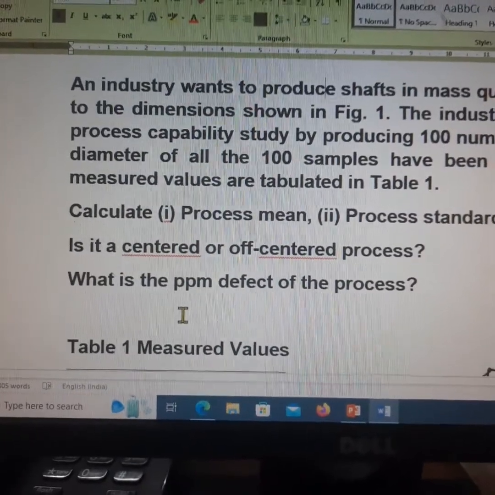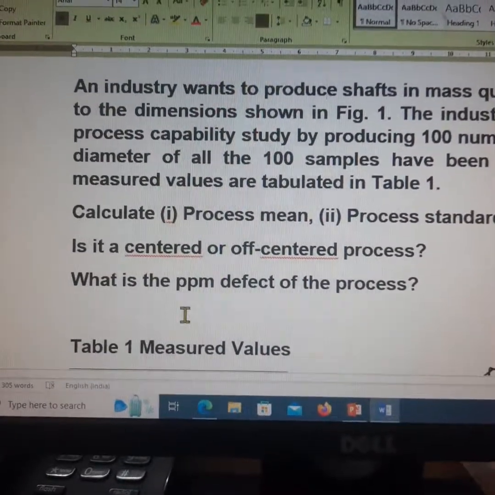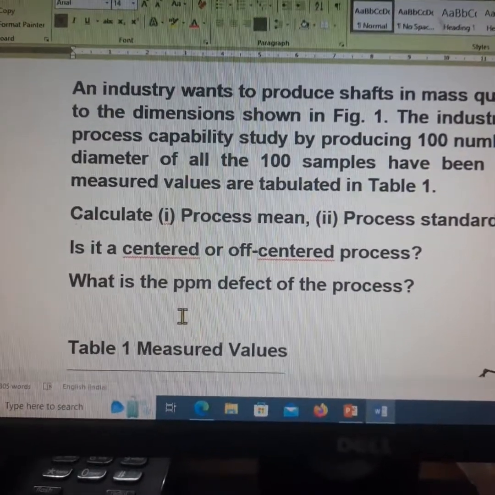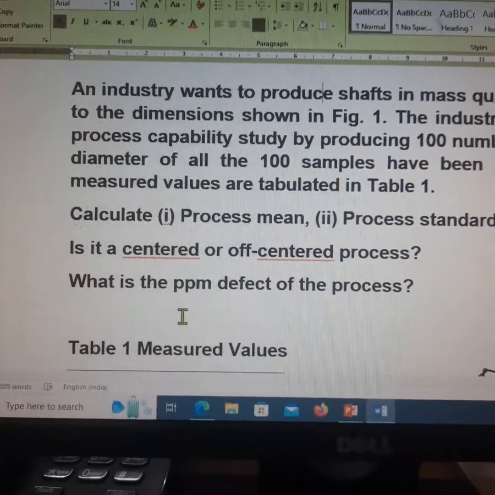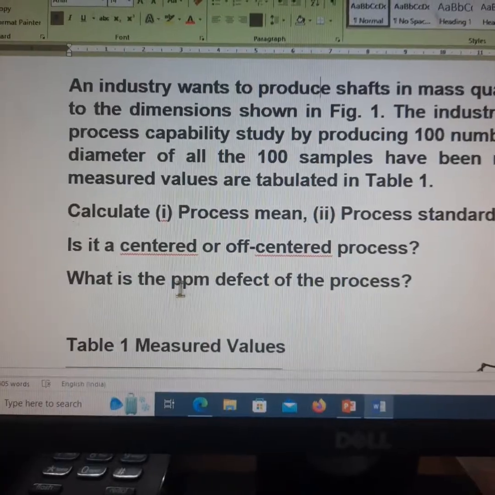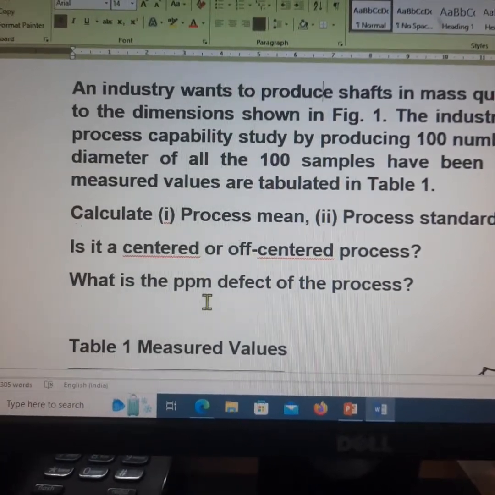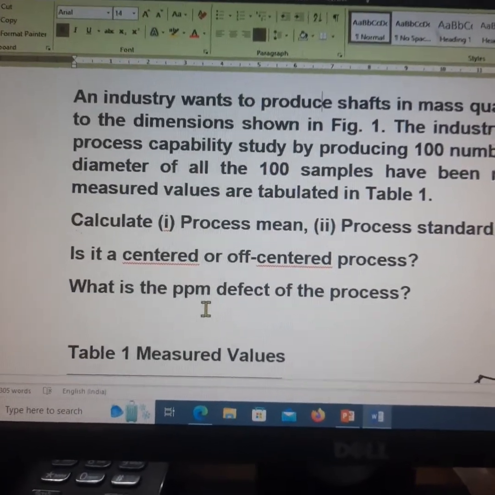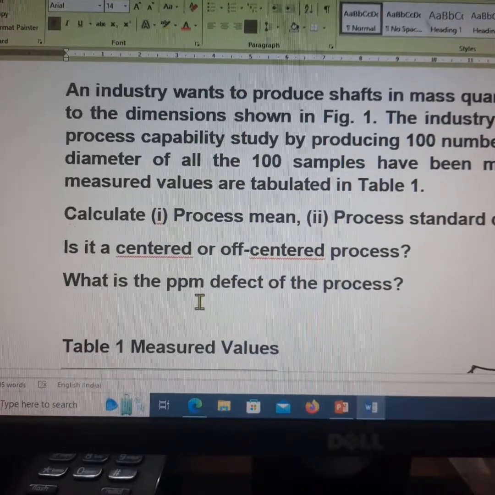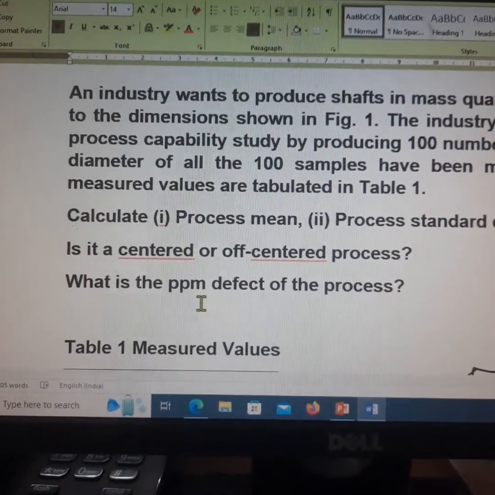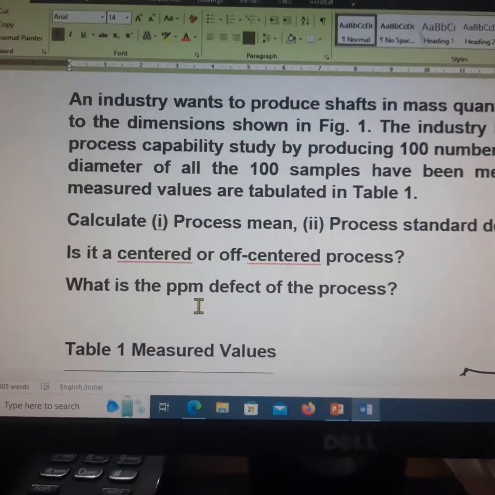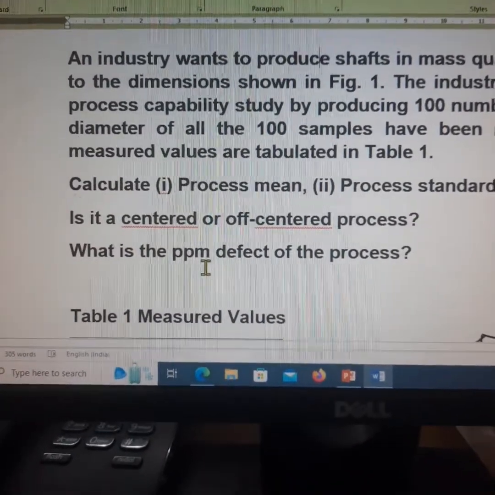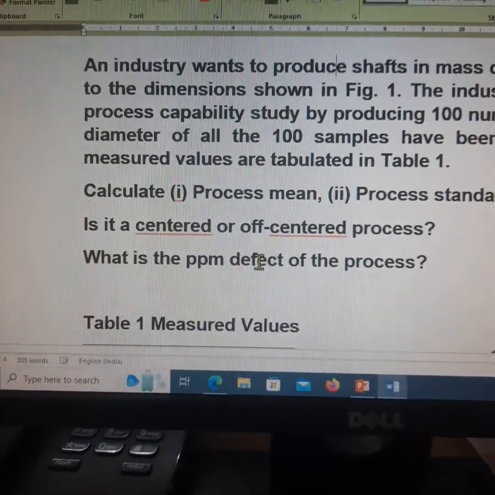We have to find the ppm defect of the process. What is ppm defect? If you manufacture 1 million shafts, out of 1 million, how many will be rejected? So ppm is parts per million defect. For every 1 million pieces of shaft manufactured, how many workpieces will be rejected because they do not conform to the given dimensions in the drawing? This we can find in two ways.